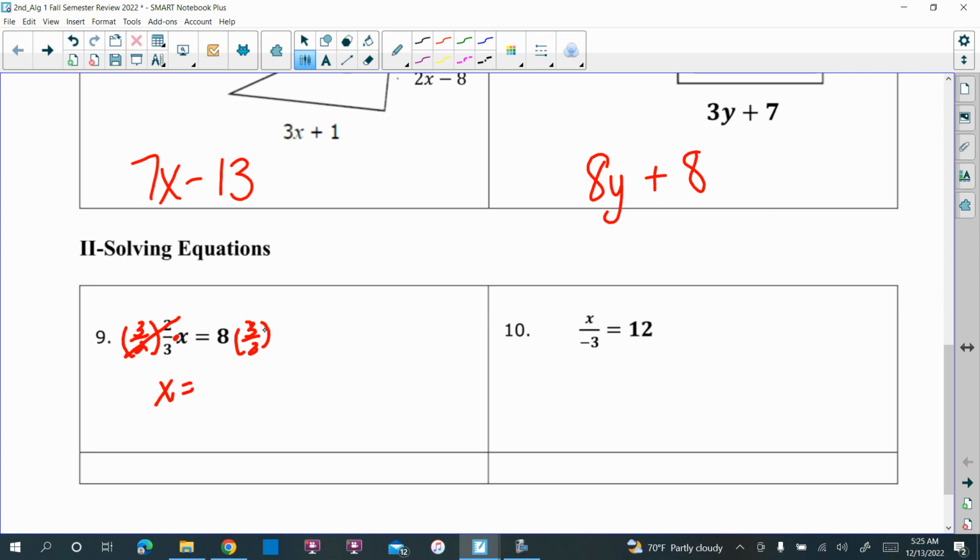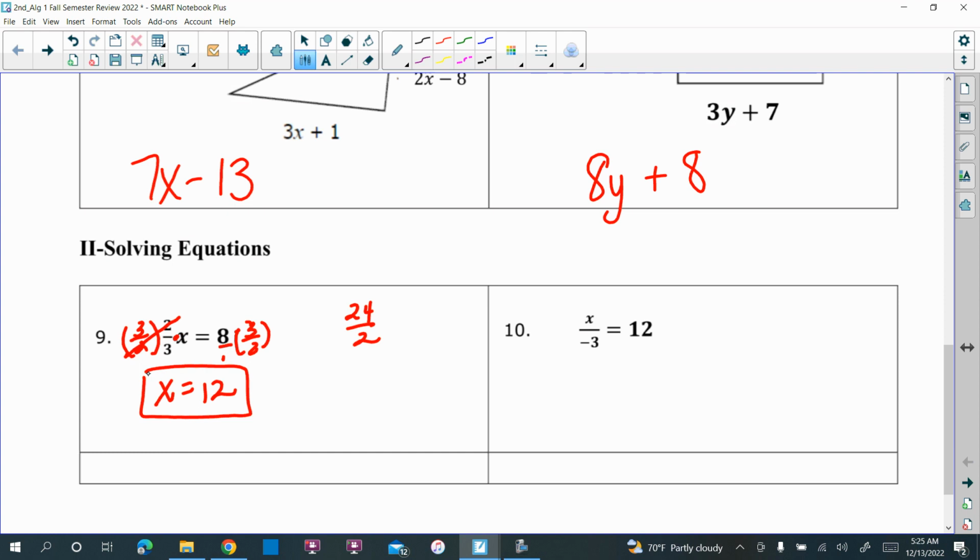And just think of 8 times 3 over 2 as 8 over 1. So we're doing 8 times 3, which is 24, over 1 times 2, which is 2. And this simplifies to 12. Now you could divide by the coefficient 2/3. You should get the same answer.